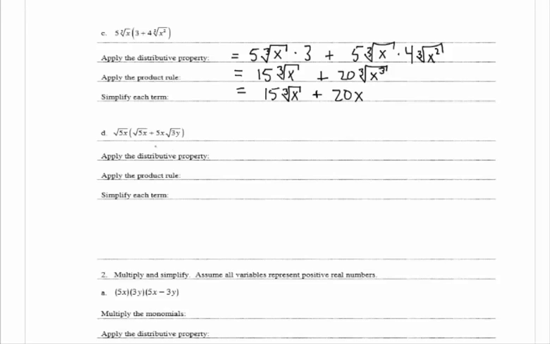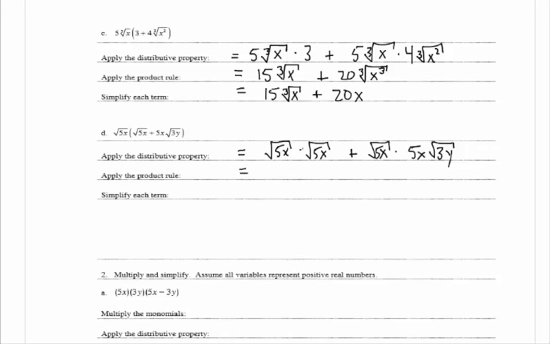In D, we have the square root of 5x times the square root of 5x plus 5x times the square root of 3y. And they want us to apply the distributive property. So this is equal to the square root of 5x times the square root of 5x plus the square root of 5x times 5x square root of 3y. And now they want us to apply the product rule.